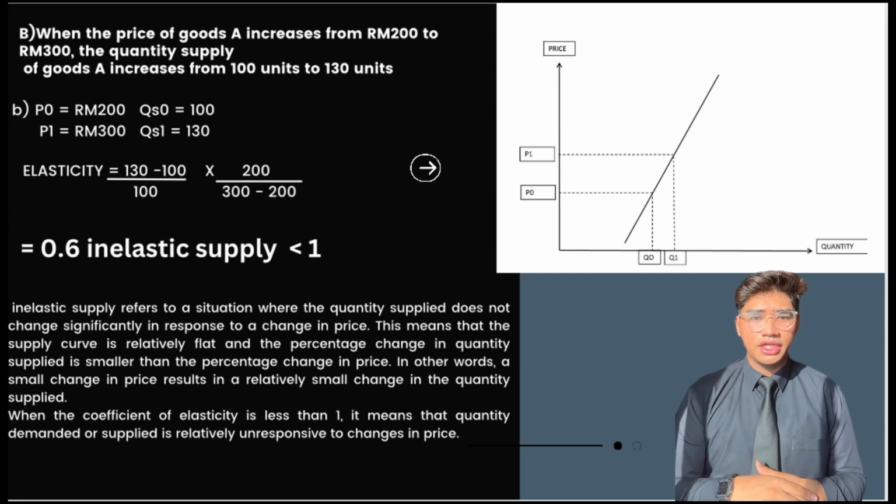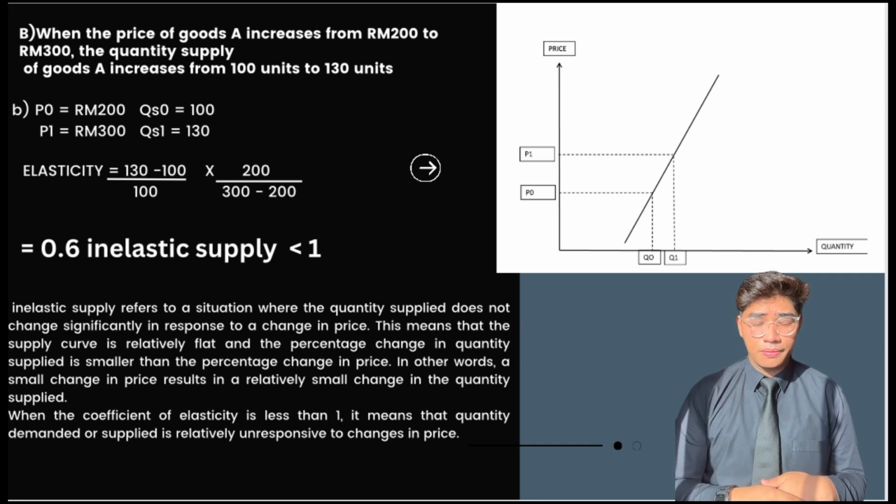For the explanation, inelastic supply refers to a situation where the quantity supplied does not change significantly in response to a change in price. This means that the supply curve is relatively steep and the percentage change in quantity supplied is smaller than the percentage change in price. In other words, a change in price results in a relatively small change in the quantity supplied. When the coefficient of elasticity is less than 1, it means that the quantity supplied is relatively unresponsive to changes in price.